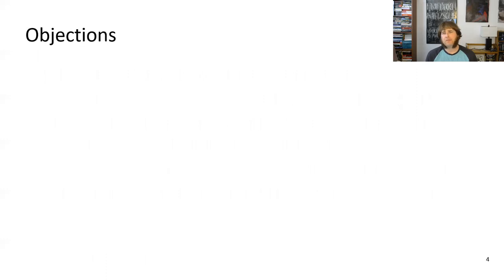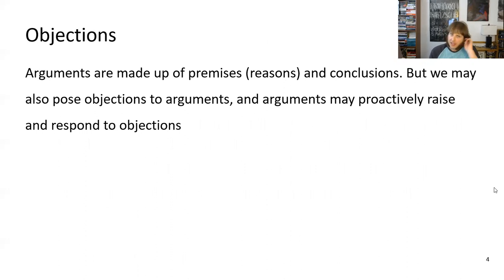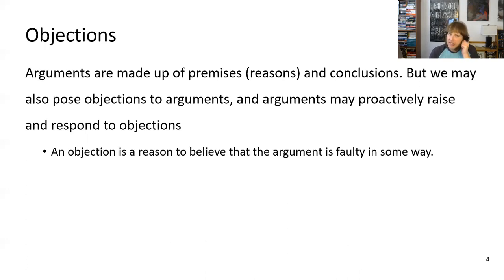Okay. One other part of arguments are objections. Like I said, arguments really are made up of the premises or reasons that support conclusions, but we can also pose objections to arguments, and arguments themselves can involve objections. They can really be based on objections. They can raise and respond to objections. An objection really is just some reason to believe that an argument is faulty in some way.